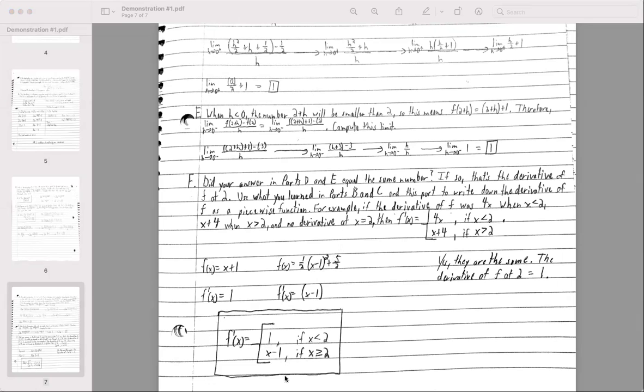So in this notation right here, you see this is the derivative of f as a piecewise function. When x is less than 2, it'll be 1. And when it's greater than or equal to 2, it will be x minus 1. And you also can see that by plugging in the 2 here, 2 minus 1, that will give you the value of 1 for both parts of this piecewise function. So to answer this question, yes, they are the same. And the derivative of f at 2 equals 1. And this is the notation to write it in.